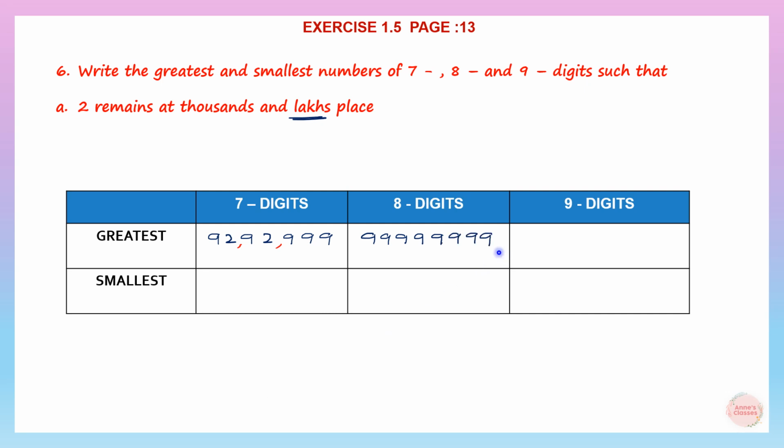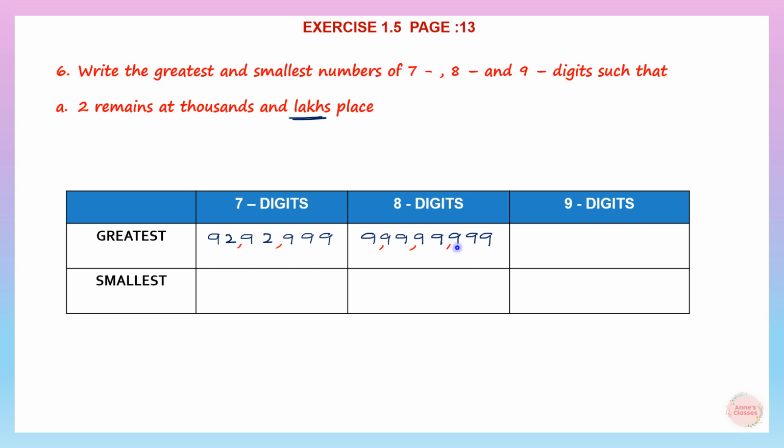Let's place commas. Ones, tens, hundreds, put a comma. Thousands, 10,000s, comma, lakh, 10 lakh, comma, crore. So how do we read this number? 9 crore, 99 lakh, 99,999. Now remember, 2 should be in the thousands place and lakhs place.